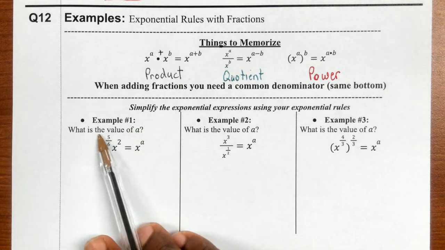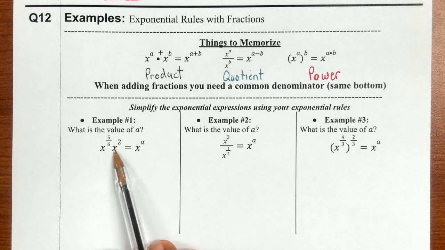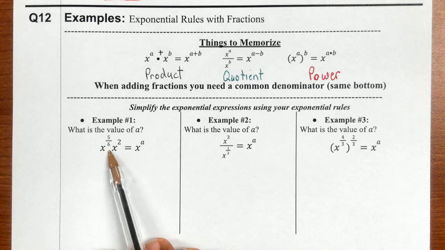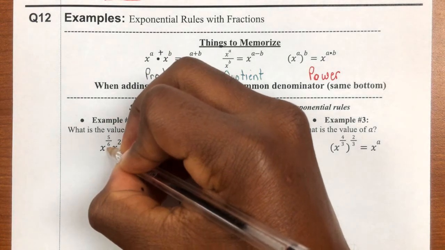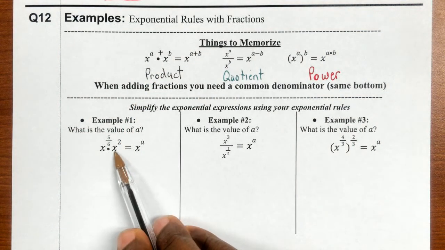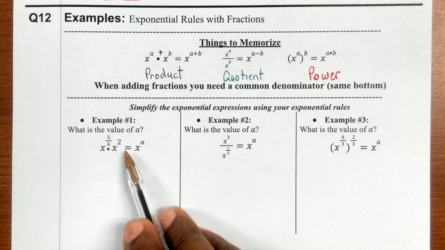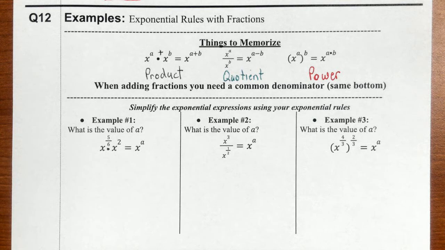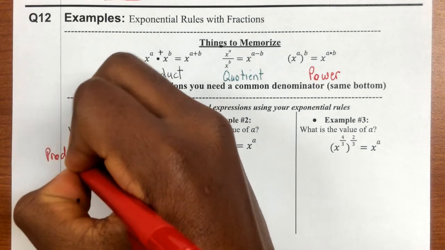It says, what is the value of A? So A is this exponent. This exponent is the result after I combine these two. Again, I don't see an addition or subtraction sign right here, so what can I assume is right here? A multiplication sign. When I multiply both of these together, I get the value of A. So what rule would I need to use to solve this? I would need to use product rule.